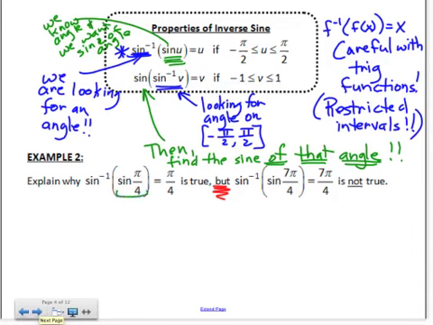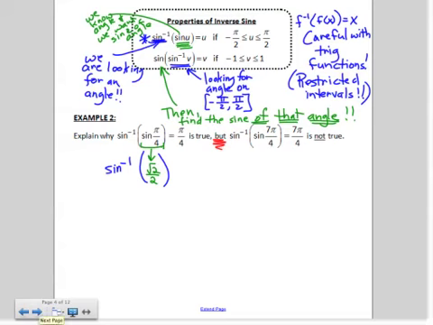Well, the sine of pi/4 is the square root of 2/2. The sine inverse restricts our range. The angle has to be between -pi/2 to pi/2. Yeah, let me fix that. I didn't write that well. And the sine of the angle is the square root of 2/2, which means our angle has to be positive because the sine is positive.